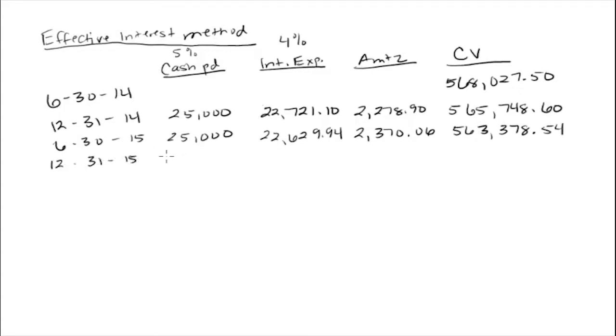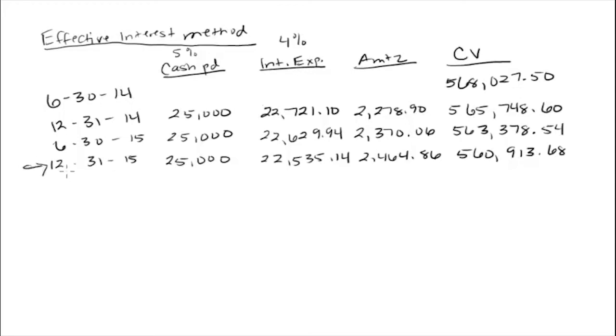12/31/15. Again, still paying $25,000. That's not going to change. New carrying value here. Multiply that by the 4%, and that gives us 22,535.14. The difference, 2,464.86. And now take that away, and we get 560,913.68. New carrying value. Again, we're always getting closer to the 500,000 face. Let me show you what a journal entry would look like.